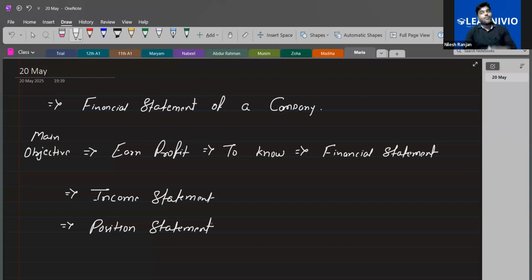Now, what is position statement? Position statement tells us about our financial position, means how much assets we have, how much liability we have to pay on a certain date. You have to remember this, that income statement is prepared for a particular period, and position statement is prepared for a particular date.